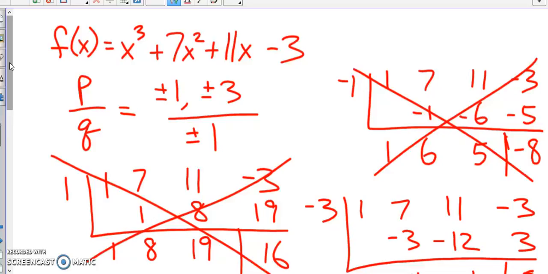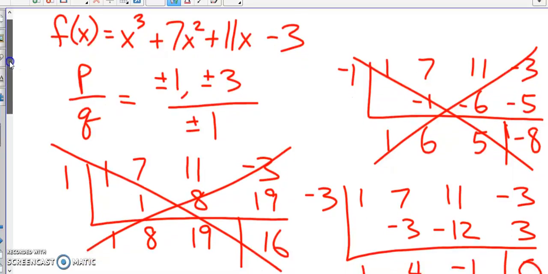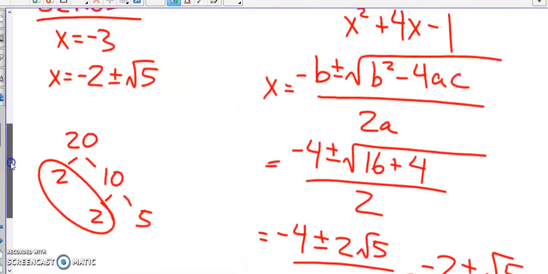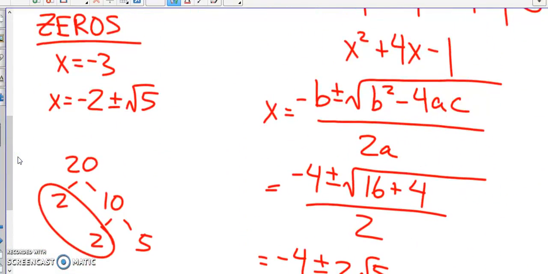Because otherwise, you'd have to get really lucky to be able to find them. Or you'd have to use technology that you don't have access to, i.e. a graphing calculator. Anyway, so that's okay that those 2 didn't show up on the list because they were not rational to begin with, but they still are zeros of this function. Okay.